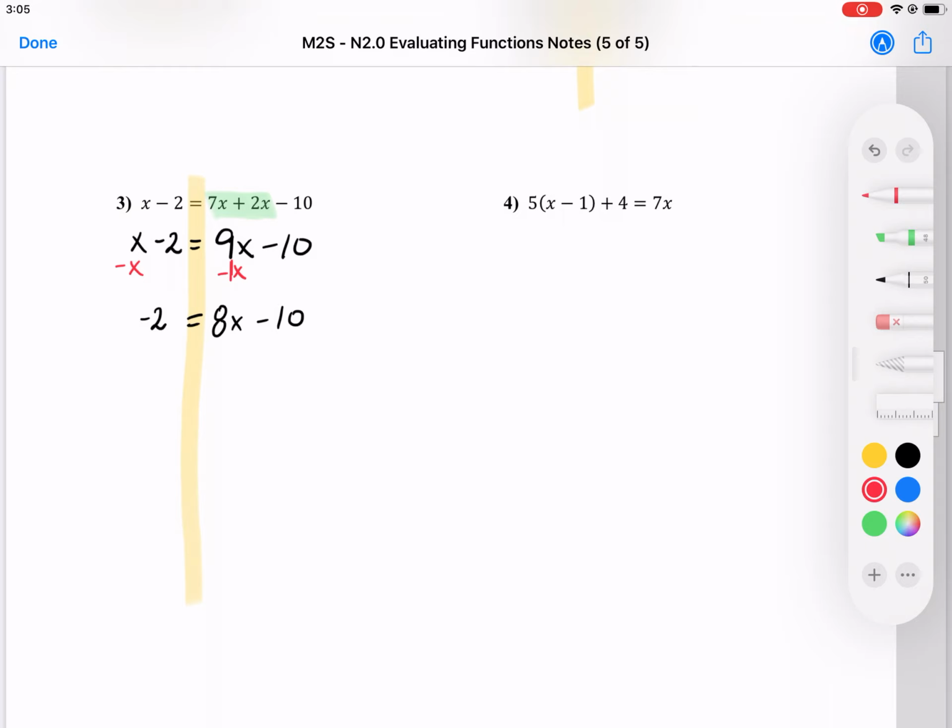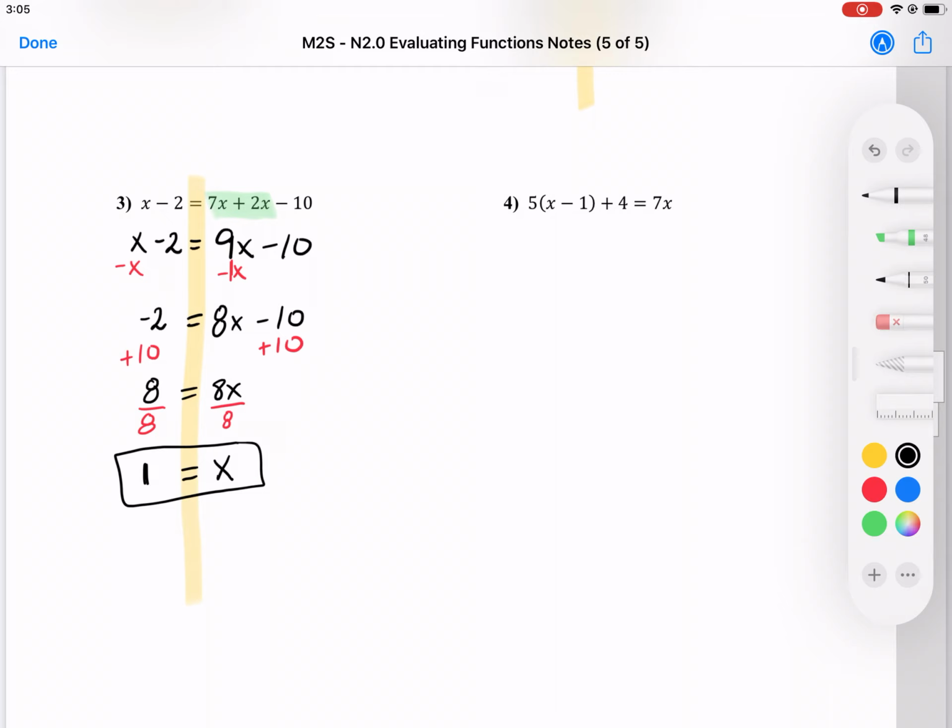Then I'm going to move this -10 because I need to get it away from the x, because I only want an x on that right side. So -2 plus 10 is 8. So 8 equals 8x. And then the last thing I would do is divide both sides by 8. 8 divided by 8 is 1, so 1 is equal to 1x or just x.